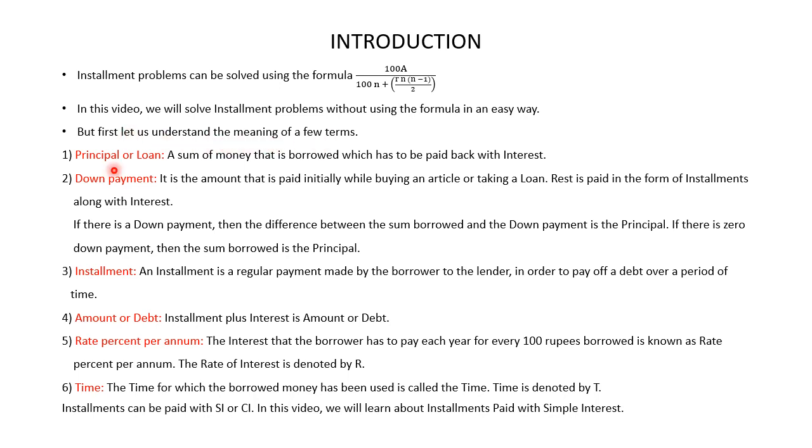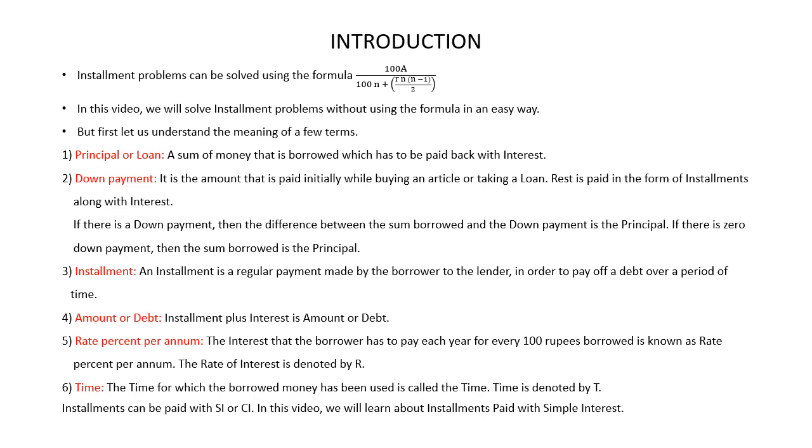Principal or loan. A sum of money that is borrowed which has to be paid back with interest is the principal or loan. Down payment. Down payment is the amount that is paid initially while buying an article or taking a loan. The rest of the money is paid in the form of installments along with interest.